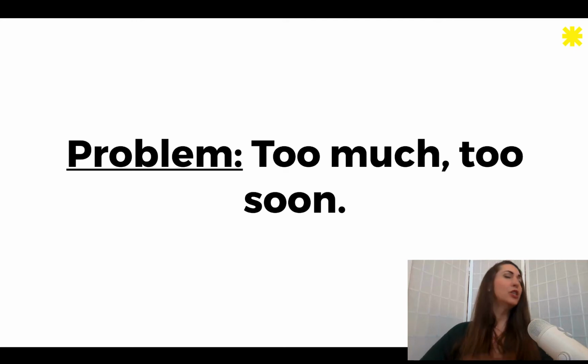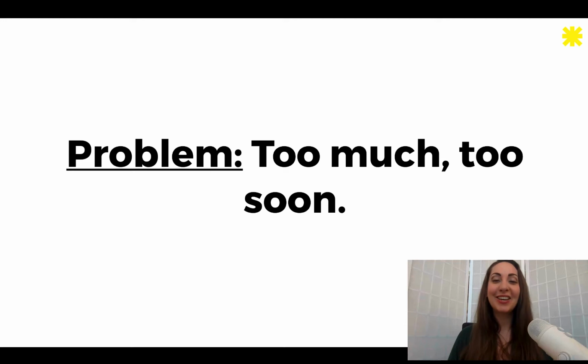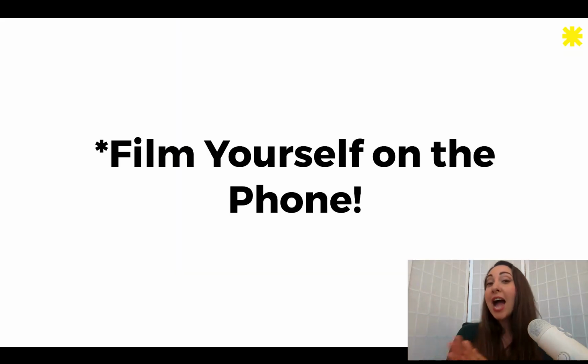Last problem, too much too soon. If you're like, Vanessa, this is way too much information, I can't take it all in. All I want you to do is begin to hone one gesture at a time. So the way that I recommend you doing this is film yourself on your next phone conversation. If you feel like, you know what, I need real baby steps, on a phone call, people can't see you. So it's very low pressure practice.